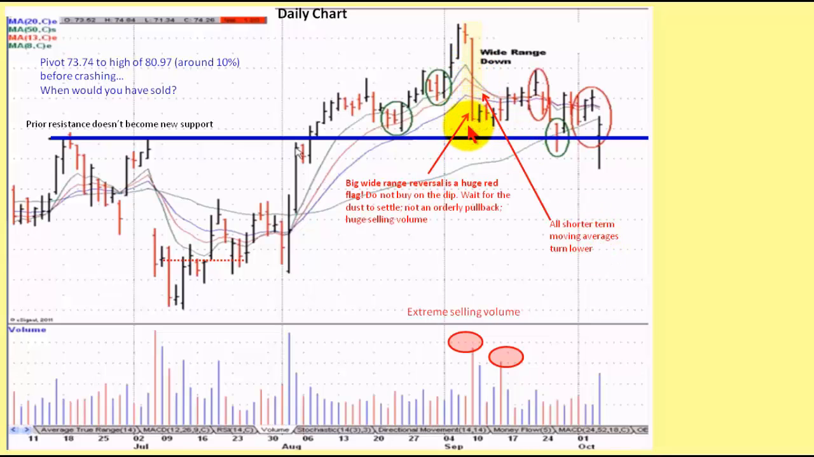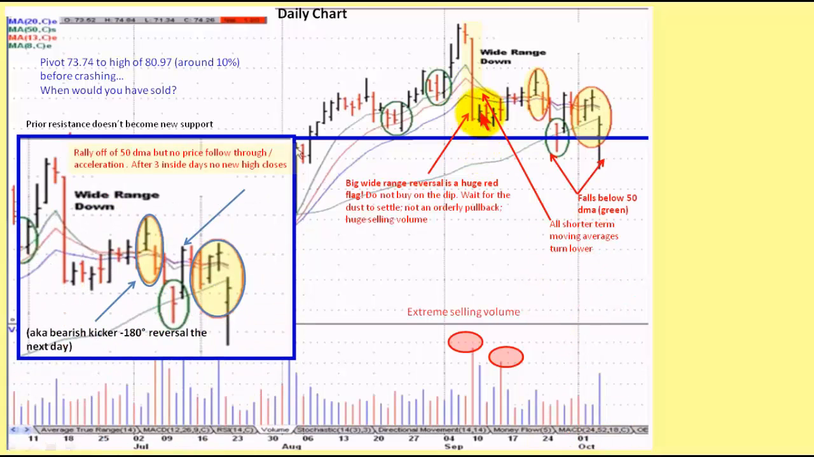It closes below the 8, the 13, the 20, and then shortly after that you can see all the moving averages started to slope downward. Shortly after that, it continues to fall further and falls below the 50-day moving average line. Here you can see it's trying to rally back above the 50-day moving average, but unfortunately there's no follow-through or acceleration into the upside. The stock doesn't continue to move higher, it just kind of bounces around. I call that the 50-day wobble before it finally collapses back below it.